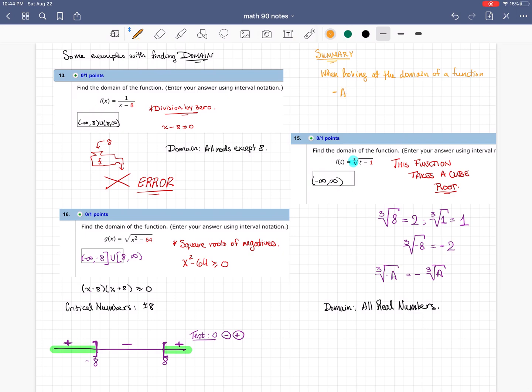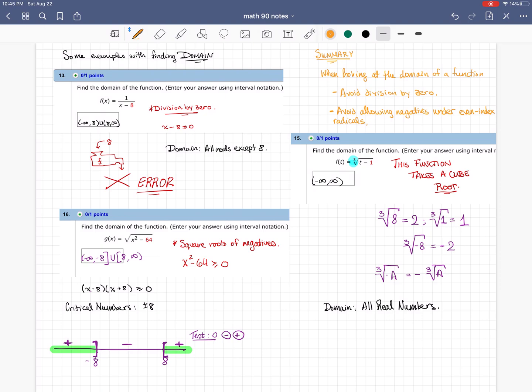We want to avoid division by 0. So look at your function and determine, is there a possibility in this function where I might be dividing by 0? So like 1 over x minus 8 is a prime example. So the second one, I'm going to say this: avoid allowing negatives under even index radicals.